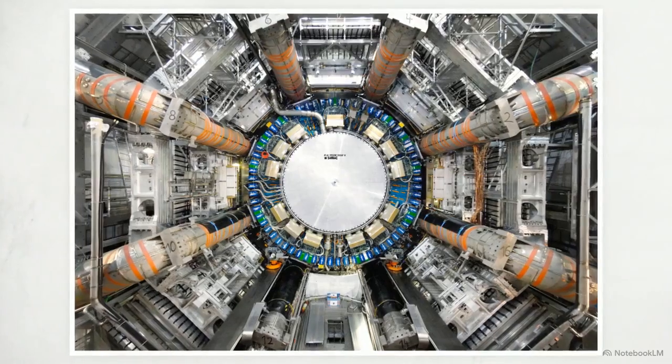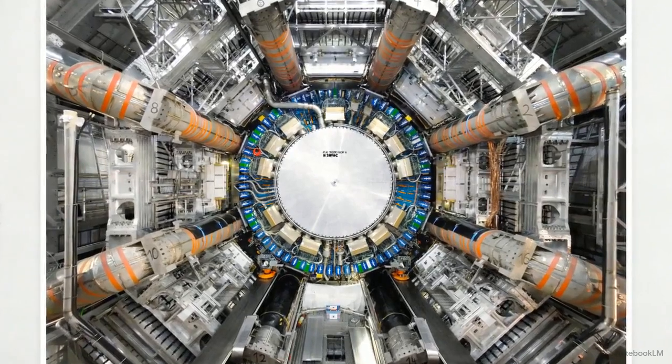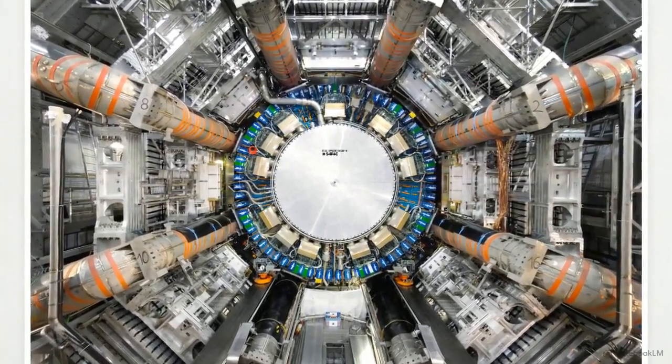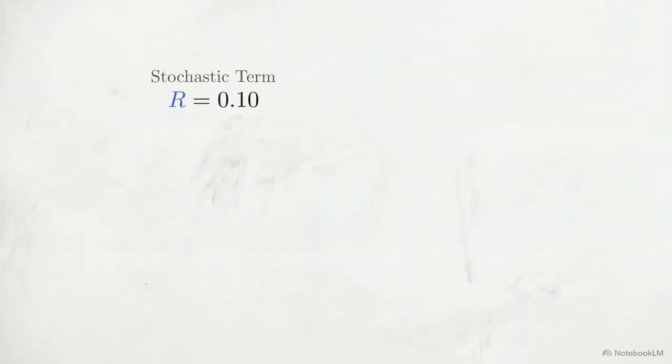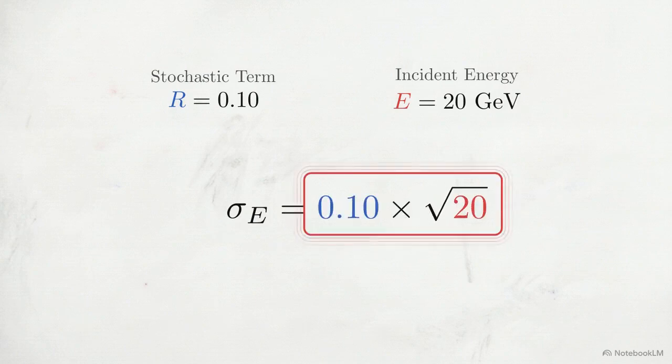We apply this in exercise 5. We need to simulate a 20 giga-electron-volt photon hitting the Atlas detector, which has a known stochastic term of 0.10. To find the specific standard deviation for this hit, we multiply the 0.1 constant by the square root of 20.